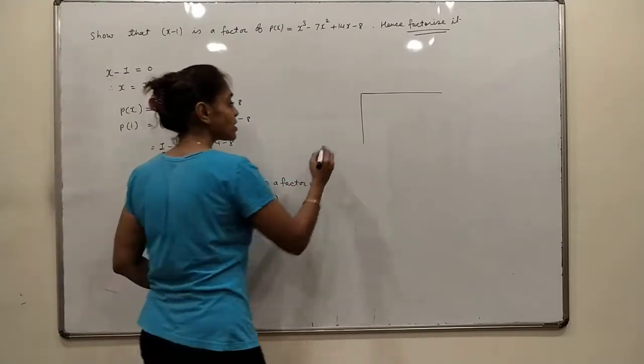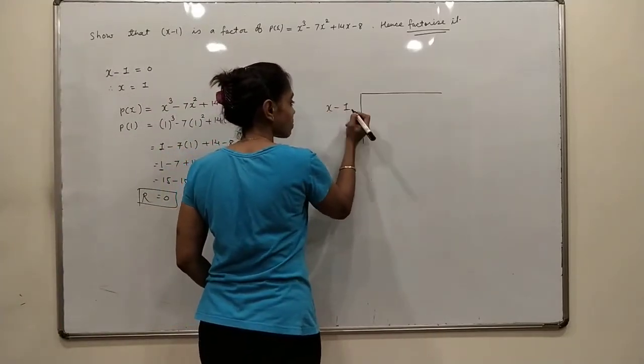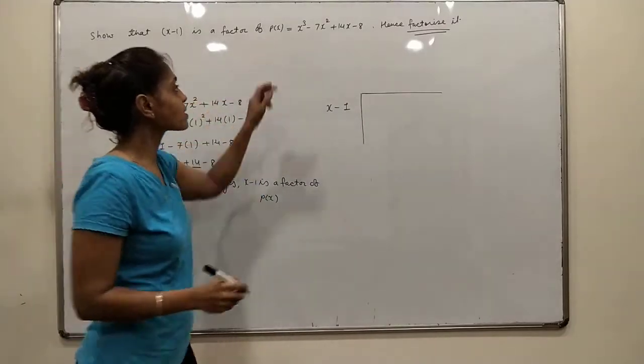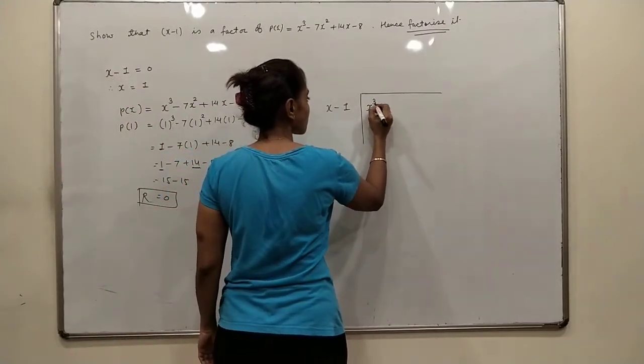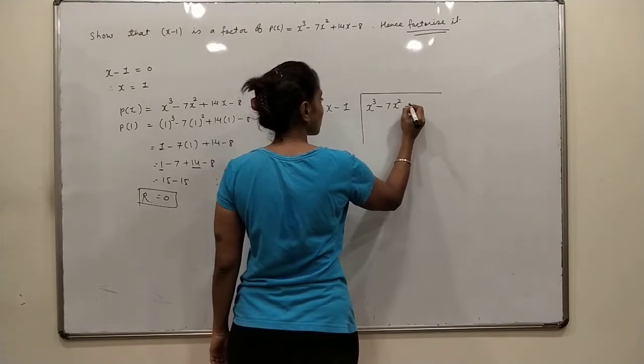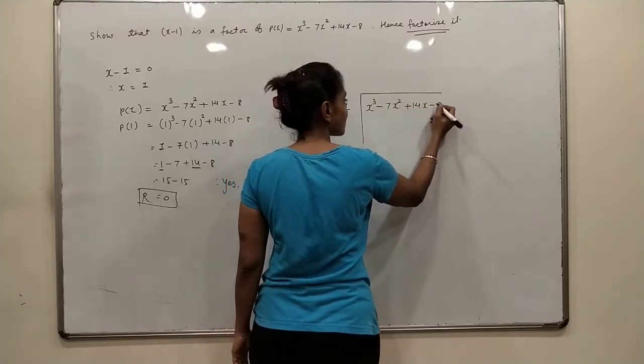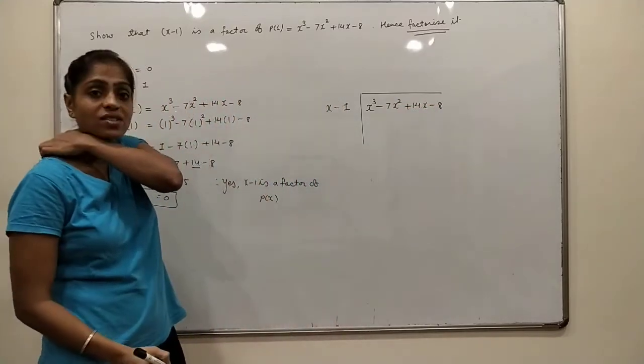So x minus 1 is a factor. x minus 1 is a factor of p of x. p of x is x cube minus 7x square plus 14x minus 8. You know, one factor is there.